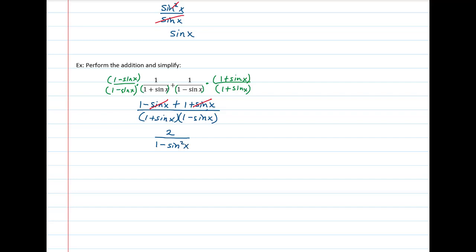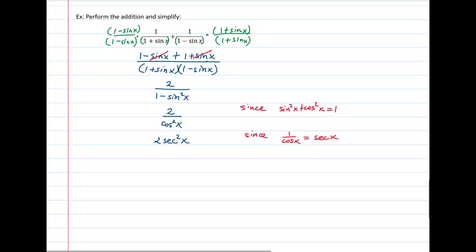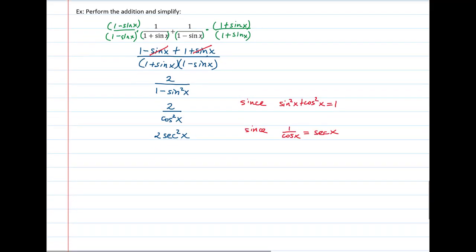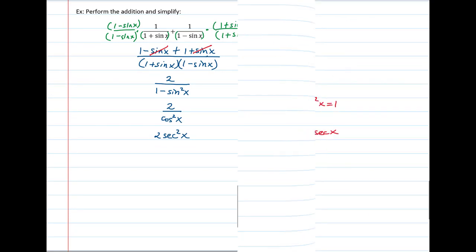You distribute and get 1 minus sine squared of x. And the denominator should ring a bell. It looks a lot like our Pythagorean identity. And we can replace that with cosine squared of x. Now we can go a step further here and change 1 over cosine of x into secant x. And since this is a square, we'll end up with 2 secant squared of x.